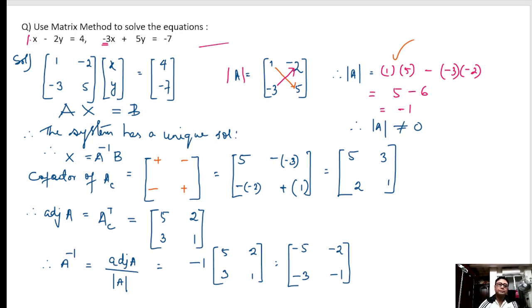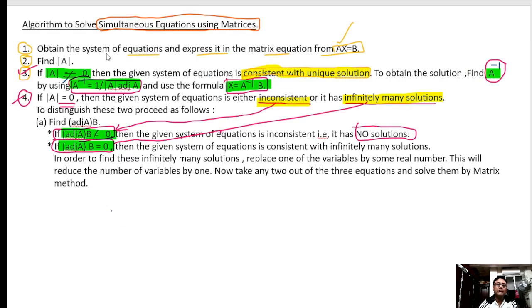Clear? Now we have to find out that is mod A. See, it's not coming 0. So I told you that if mod A is not 0, it is what? Consistent with unique solution.